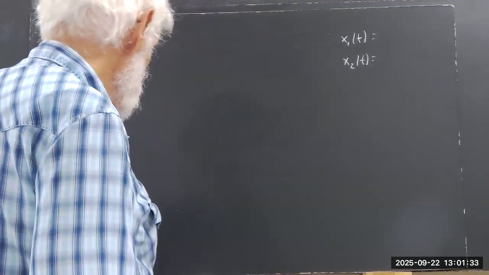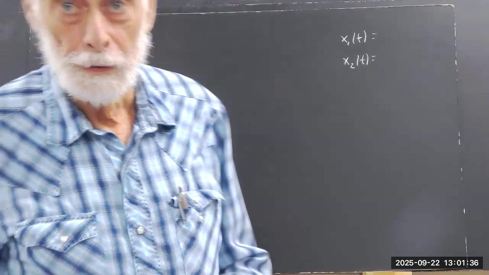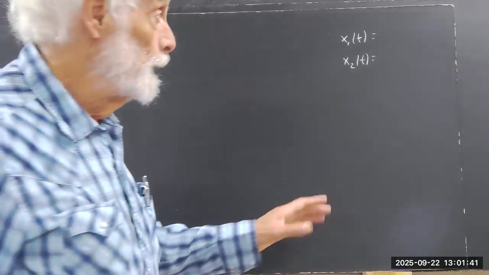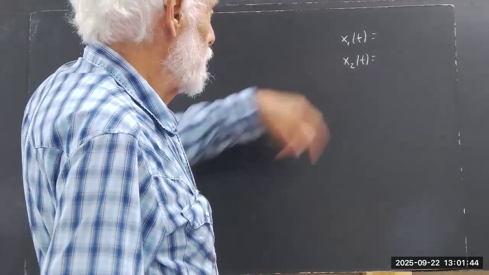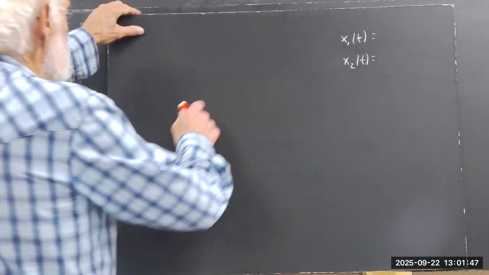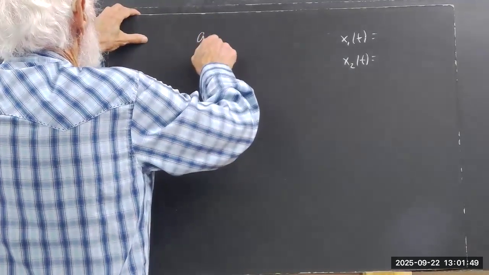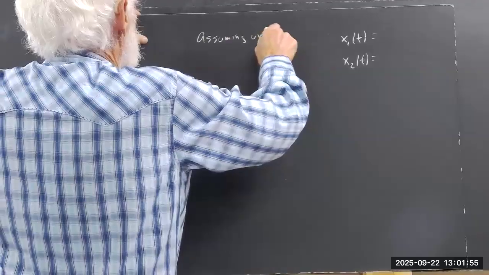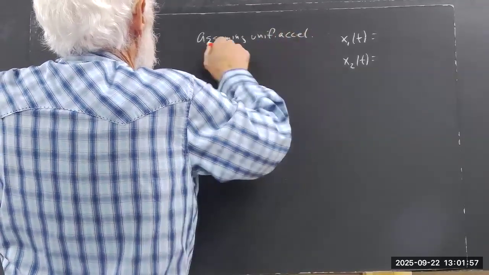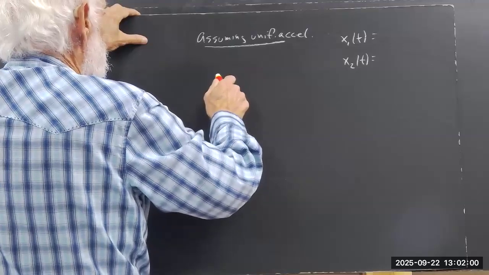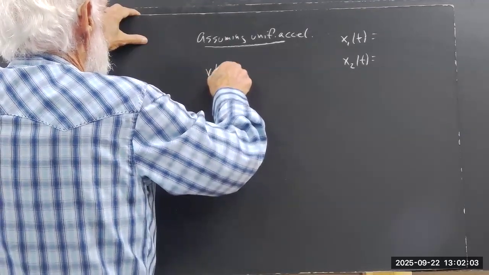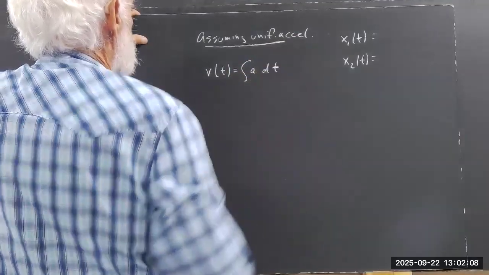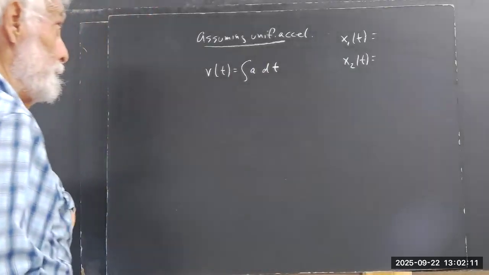Okay? So in the first place, you can memorize those equations of motion, if nothing else. But preferably, you derive them. Now, let's see how that applies here. Okay? You want x1 of t and x2 of t. Well, in general, assuming uniform acceleration, velocity as a function of t is an integral of a dt.